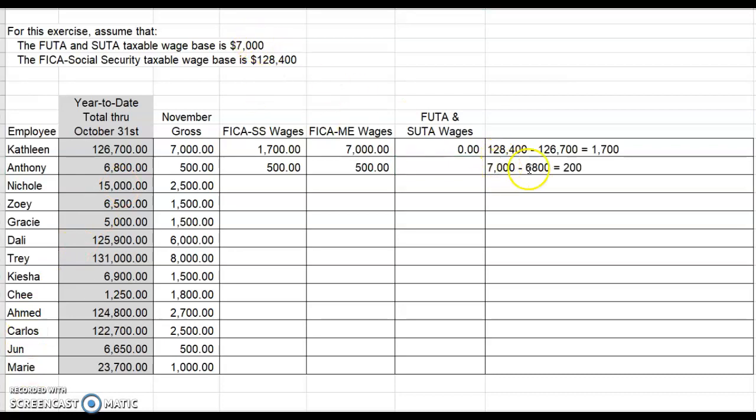$7,000 wage base minus the $6,800 on which he has already fully paid tax equals $200 of wages still subject to FUTA and SUTA tax for the rest of the year. The rest of his gross wages are exempt from FUTA and SUTA tax, so put $200 in the FUTA and SUTA wages column.